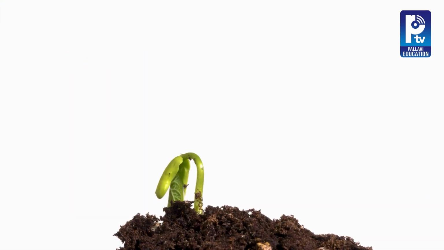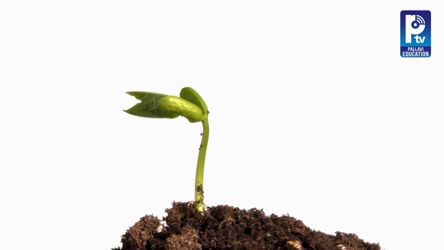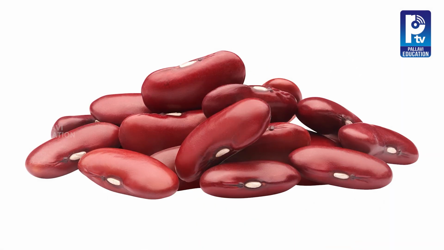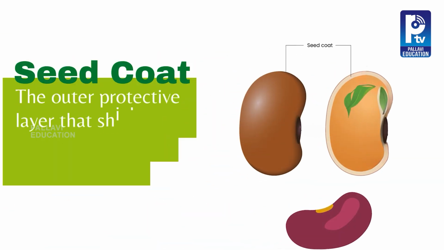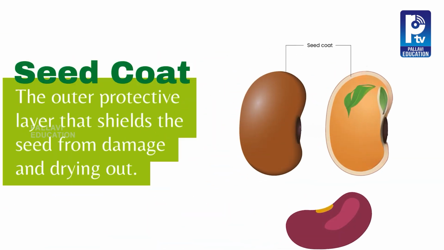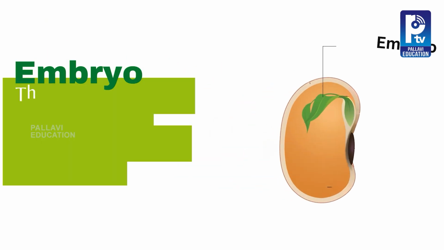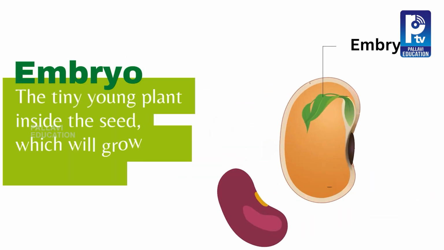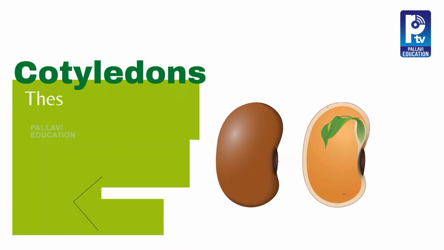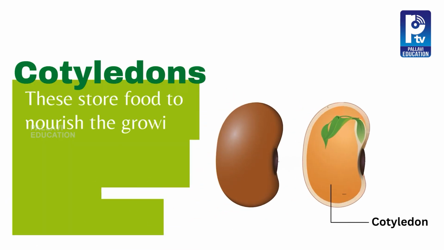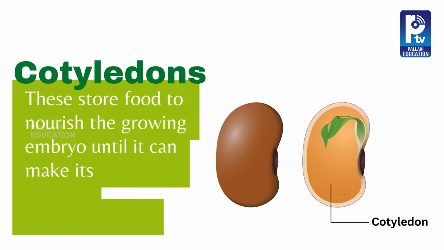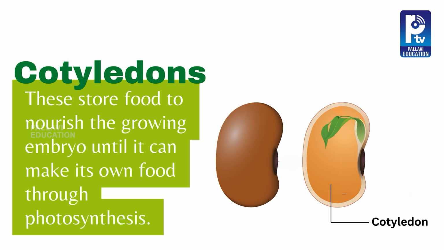They have everything needed to grow into a new plant when the right conditions are met. Let's explore the structure of a seed. Seed coat, the outer protective layer that shields the seed from damage and drying out. Embryo, the tiny young plant inside the seed, which will grow into a new plant. Cotyledons, these store food to nourish the growing embryo until it can make its own food through photosynthesis.